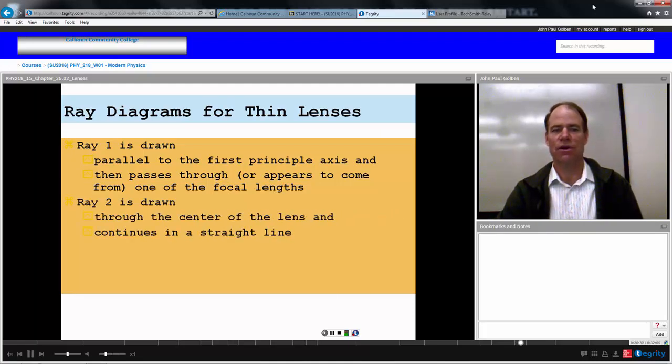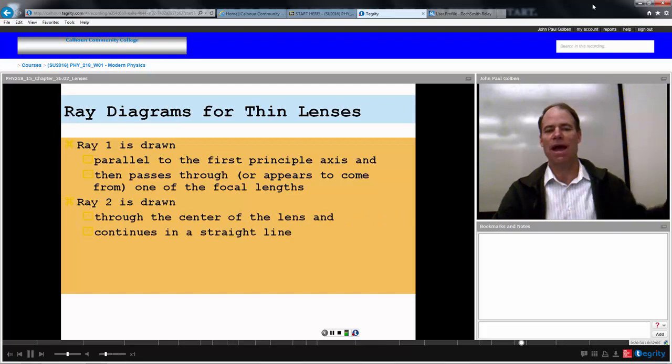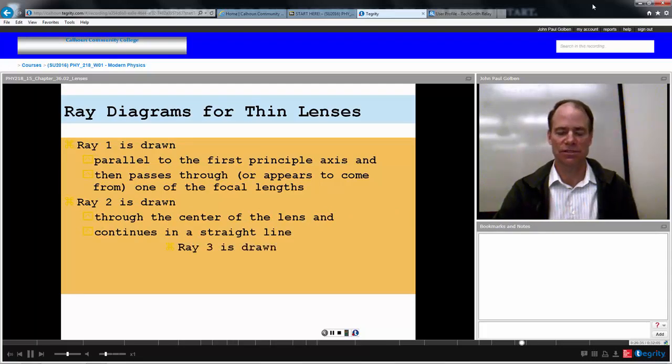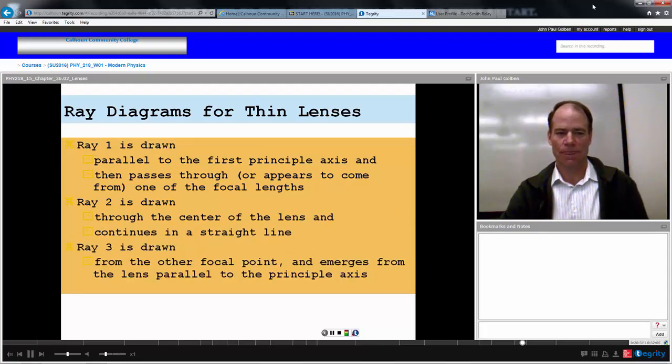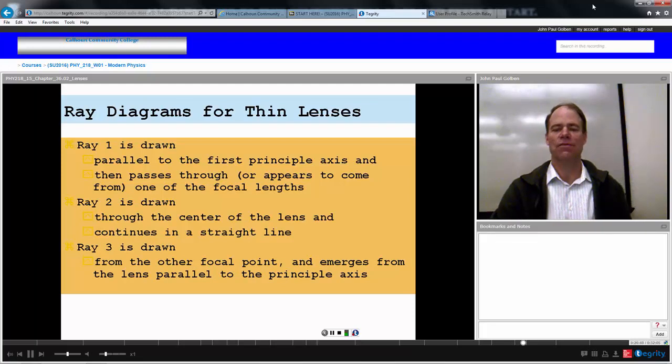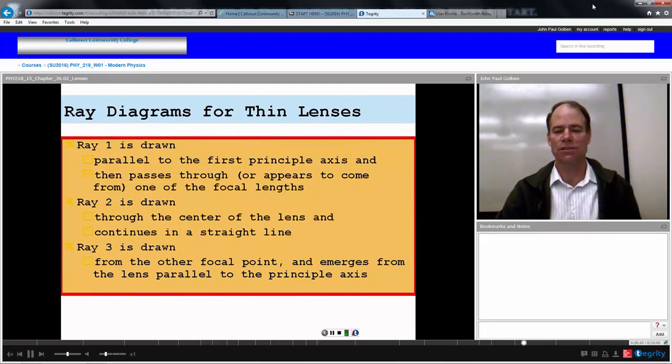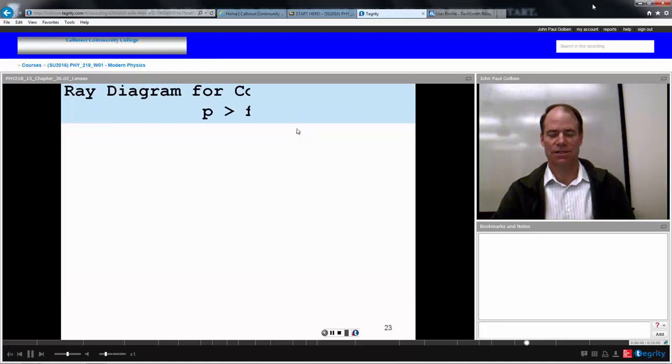Ray 2 is drawn through the center of the lens and passes straight through, continuing in a straight line. Ray 3 is drawn from the other focal point and emerges from the lens parallel to the principal axis. We'll use two of these rays to help us construct where the image is.